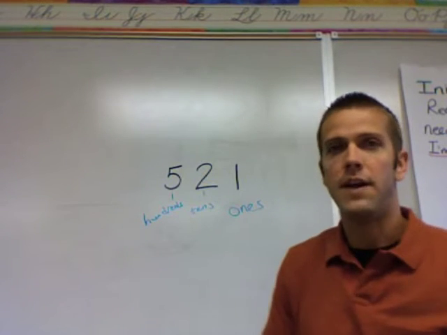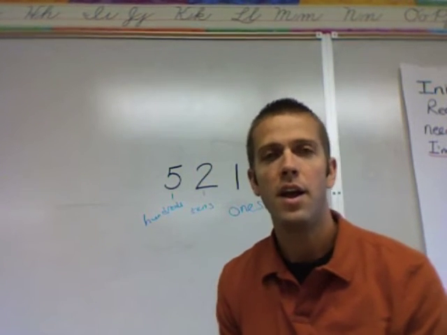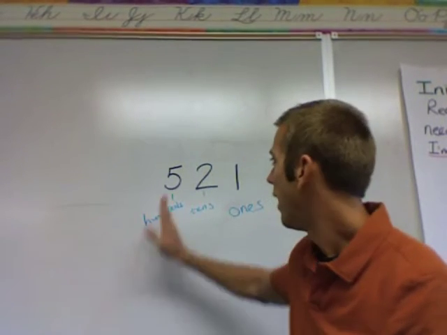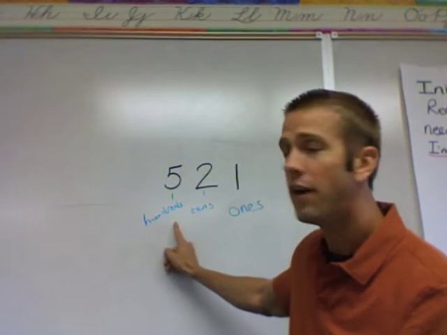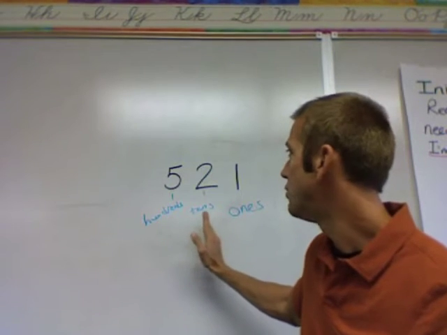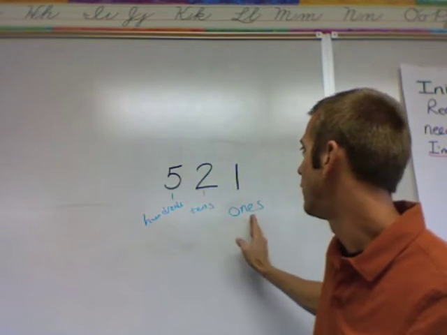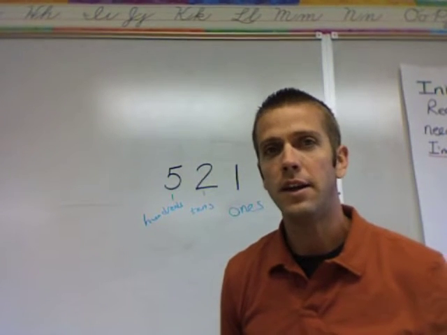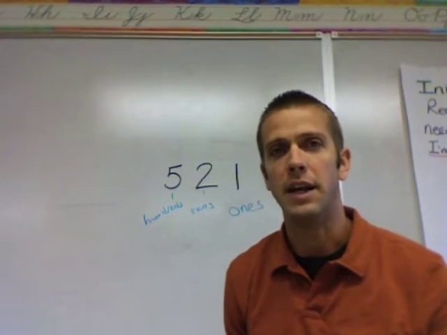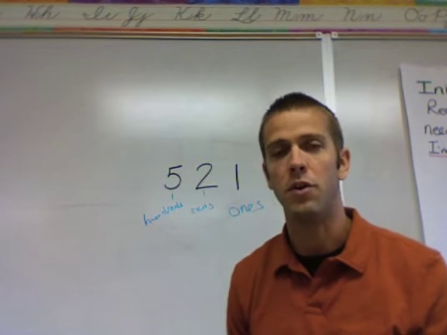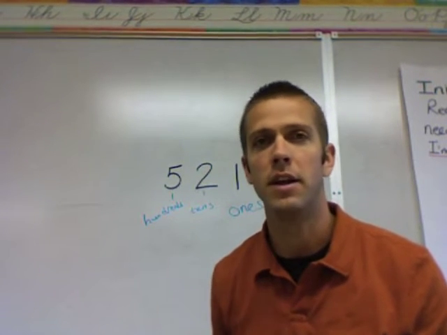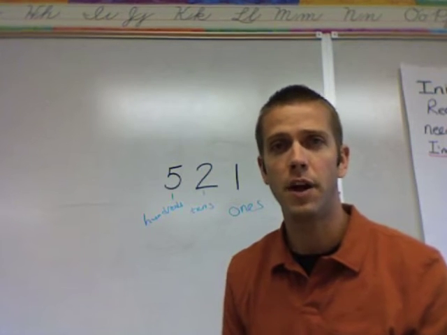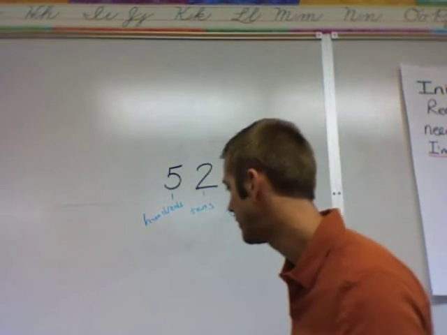Okay? Now, if that's review to you, that's great. And if it's not, make sure that is memorized. Hundreds, tens, ones. There's 5 hundreds. There's 2 tens, making 20, and there's 1 one. 521. That 3-unit pattern is going to repeat over and over and over as you go into thousands, millions, billions, trillions, and on and on. Today we're just sticking with numbers through the hundred thousands.